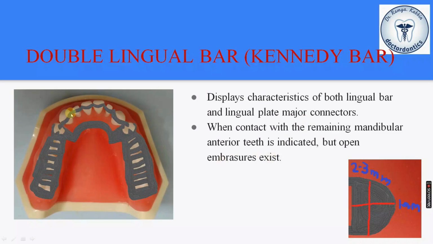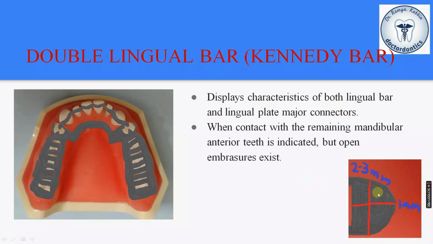See here also it is the same as the lingual plate. It is also covering the cingulum of the anterior teeth and the lower one is as low as possible in the floor of the mouth. Hence it is acting as the lingual plate, but it is not a lingual plate because it is not completely filled. That is, the metal sheet is missing. Here you can see the space. Because of this space, there will be a self-cleansing action. The upper border will replicate lingual plate characteristics. The lower border will replicate lingual bar characteristics.